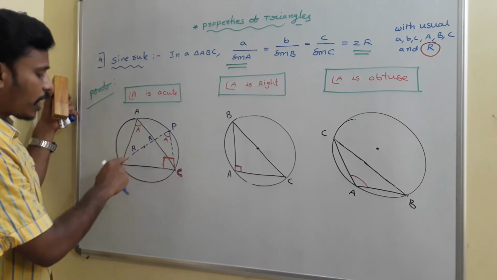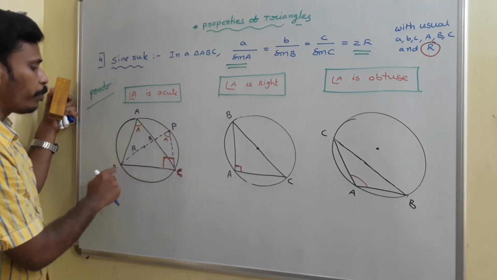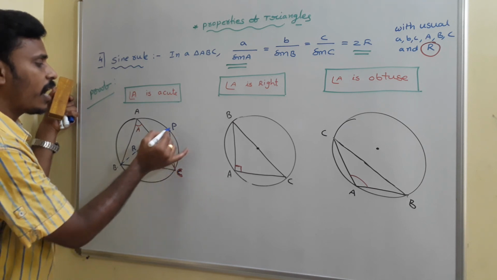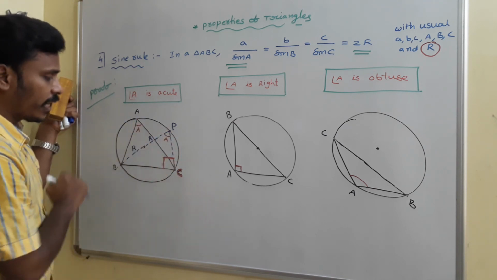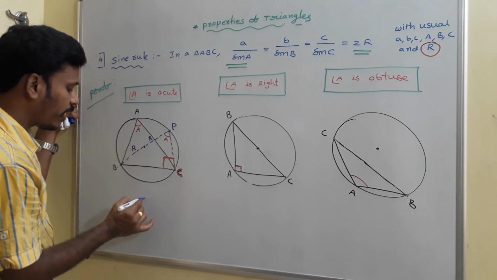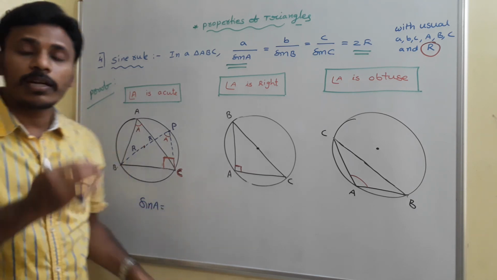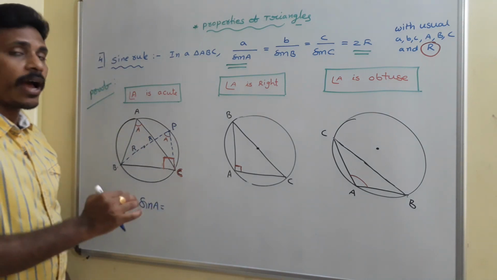See, now if you look at this triangle BPC, it's a right angle triangle. Angle C is 90 and angle P is A. In this right angle triangle I will use sin A. Sin A is equal to what actually? See, you know that it is opposite side by hypotenuse.